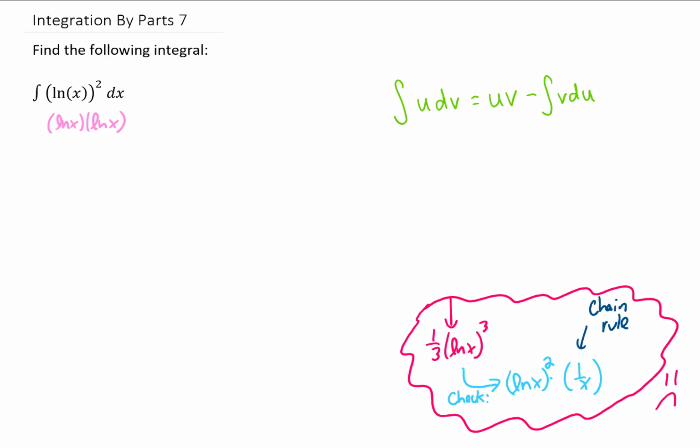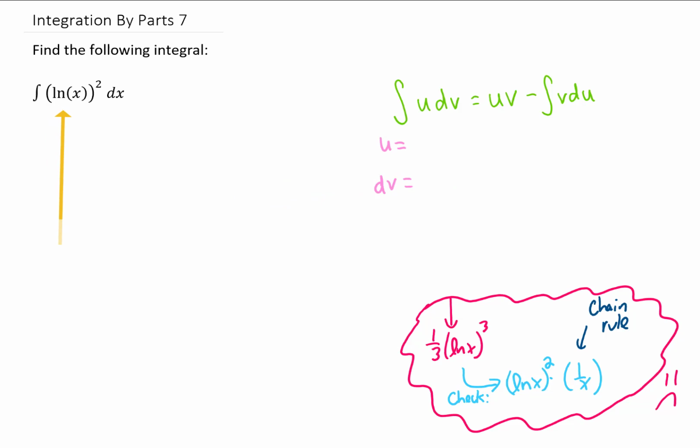The real question comes in trying to figure out what should our u be from our integrand and what should our dv be. Well, whatever we choose for u, we should be able to differentiate it, and whatever we choose for dv, we need to be able to integrate it. That doesn't leave us with too many options because integrating anything with a natural log in it is going to give us a more complicated result.